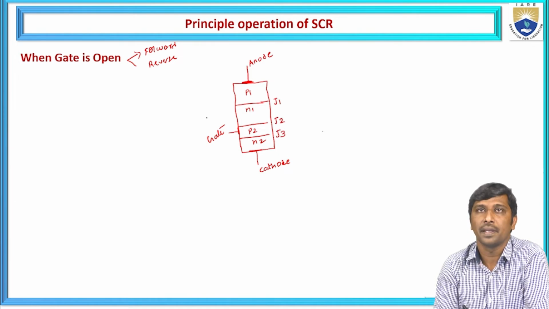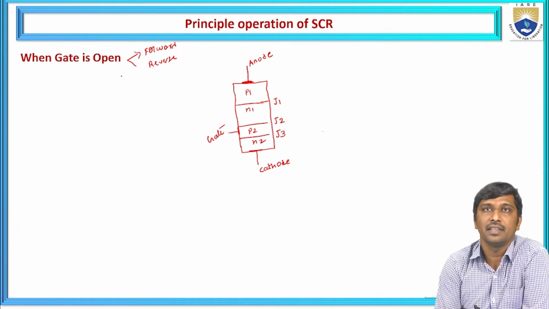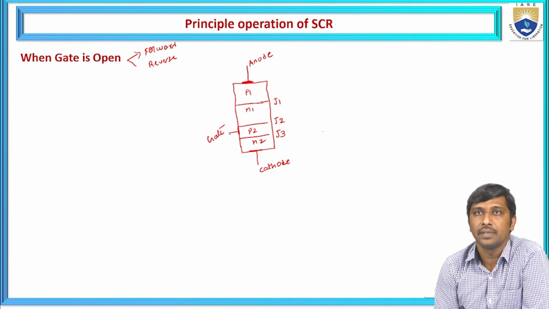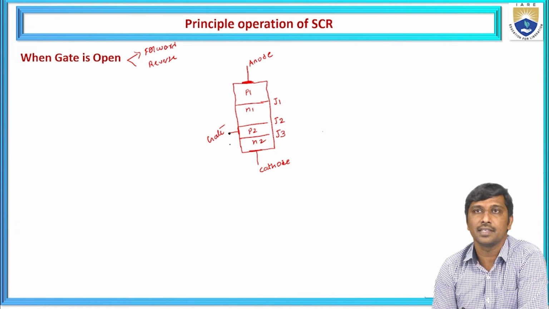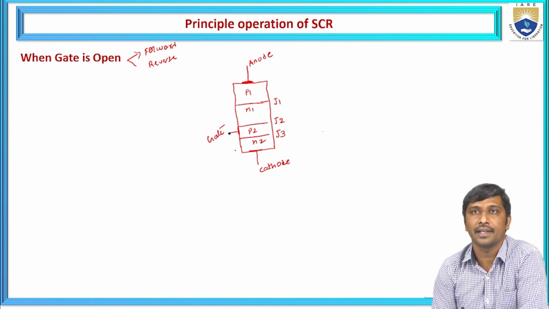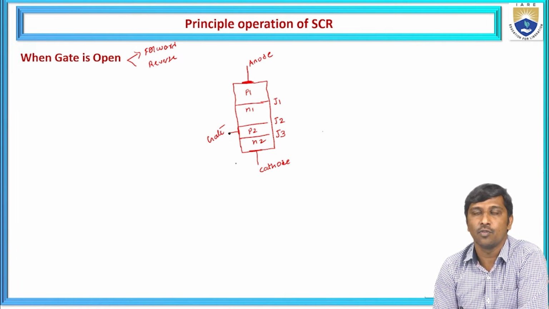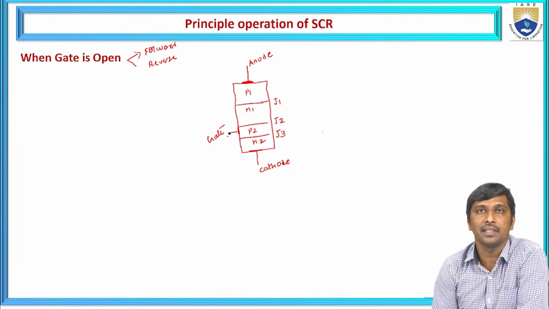Suppose now I'm going to apply. So we have the two options. When the gate is open, it means none of the external force is applied between the gate and the cathode. Hence, the gate is open. Simply, we are not applying any electric field through the gate terminal. That is called the gate is open.